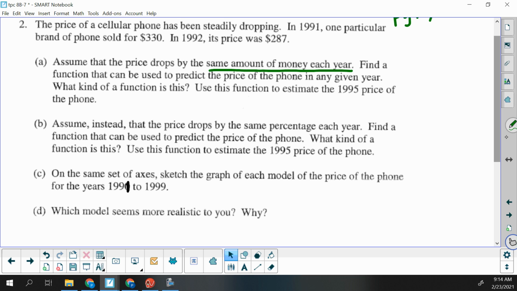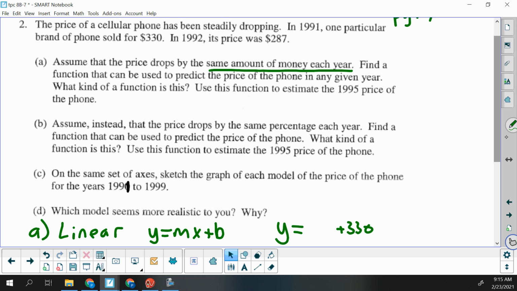Well, what kind of function is this? This is a linear function. If you go up or down by the same amount every time, that's always linear. So we need to think in the form y equals mx plus b. Our b value is our starting amount. We started with $330. So we're going to have plus 330 on the end.